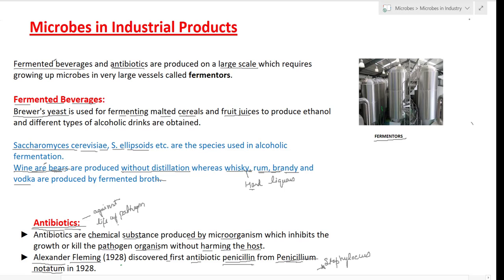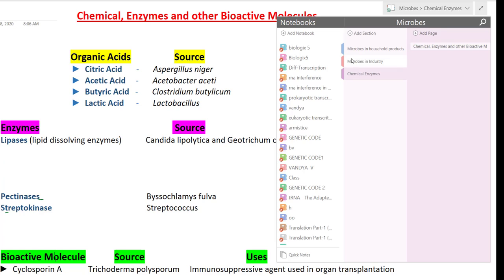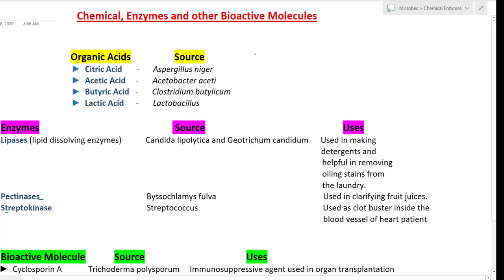Now we come to the third topic, and that is chemicals, enzymes and bioactive molecules we obtain from the microbes. Actually these are different chemicals like organic acids which we get from these microbes. These are the sources of these acids. Citric acid we get from the Aspergillus niger fungi. Acetic acid we get from Acetobacter aceti. Butyric acid from Clostridium butylicum, and lactic acid from lactic acid bacteria.